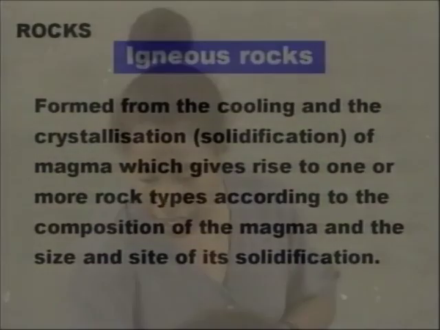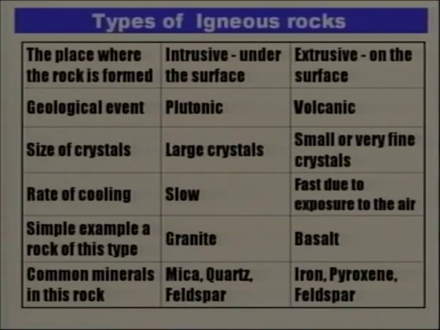Okay, let's look at the table now. This particular table should enable us to identify the difference between the two ways in which we can divide the igneous rocks. Igneous rocks can be further divided into two main groups according to their site of formation, where they have been formed. And I briefly told you that some igneous rocks are formed under the surface, some are formed on the surface.